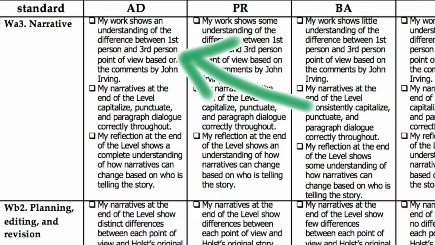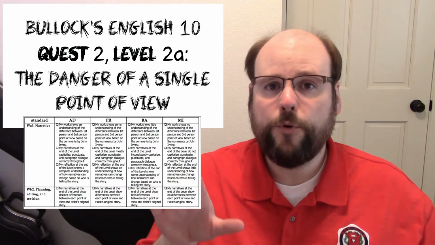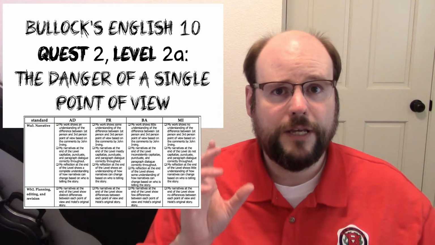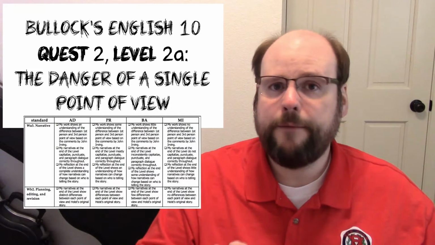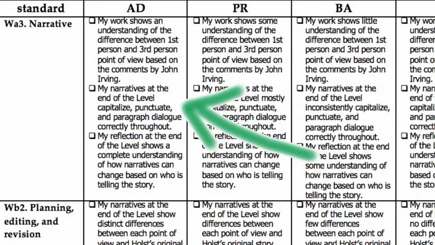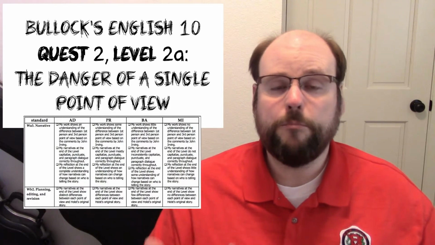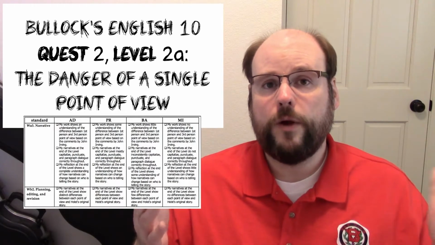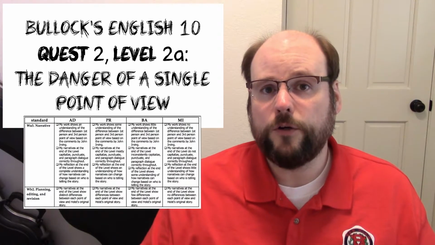My work shows an understanding of the difference between first person and third person point of view based on the comments by John Irving. So when he changed from one point of view to another, what happened to the length of his text? Is the same change happening to the Zebra Storyteller when you change its point of view? Your narrative should capitalize, punctuate, and paragraph dialogue correctly throughout. I mean, this is something that's going to be important when you get to level 5 and you write a full-blown, full-length narrative, right? You want to make sure that you're doing dialogue correctly.